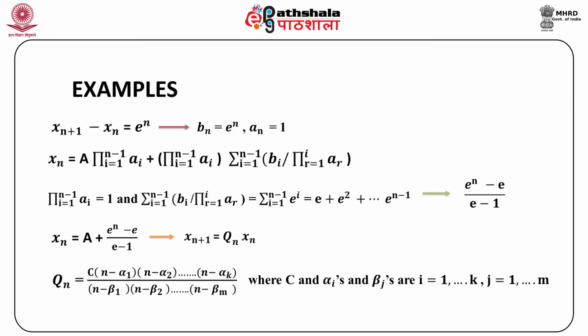Solve the non-homogeneous difference equation xn+1 minus xn is equal to e raised to the power of n. Here bn is equal to e raised to the power of n and an is equal to 1.